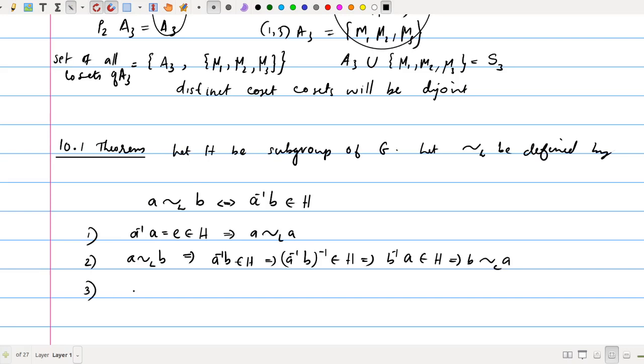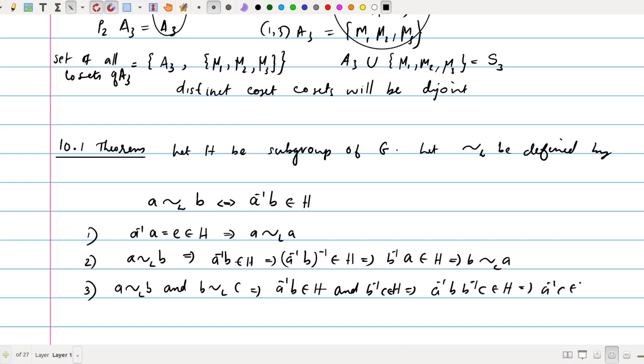Clear? Similarly, you can prove the transitivity. A related to B and B related to C. Then we have A inverse B belongs to H and B inverse C belongs to H. Then its product is also an element of H. That means A inverse B times B inverse C belongs to H. That is A inverse C belongs to H. That implies A is related to C. So from this you can say that this relation is an equivalence relation.